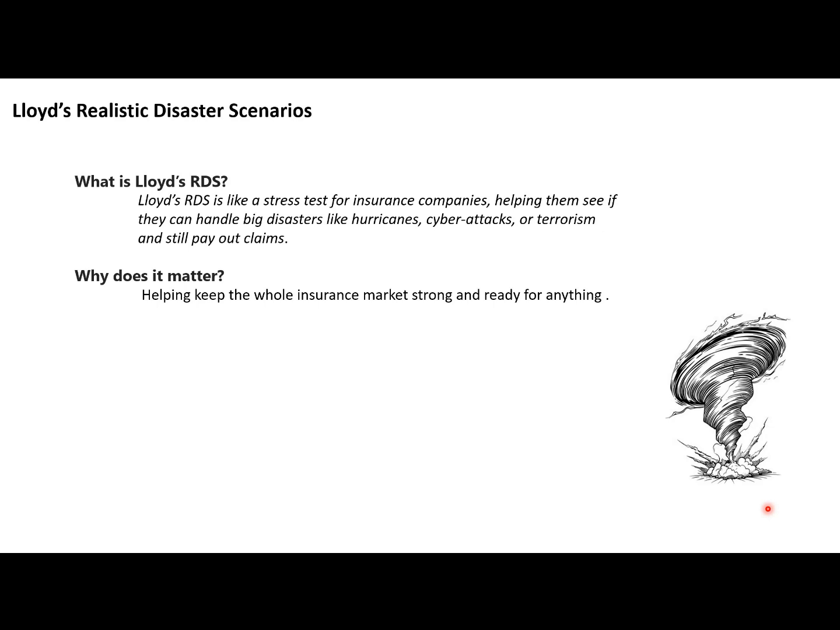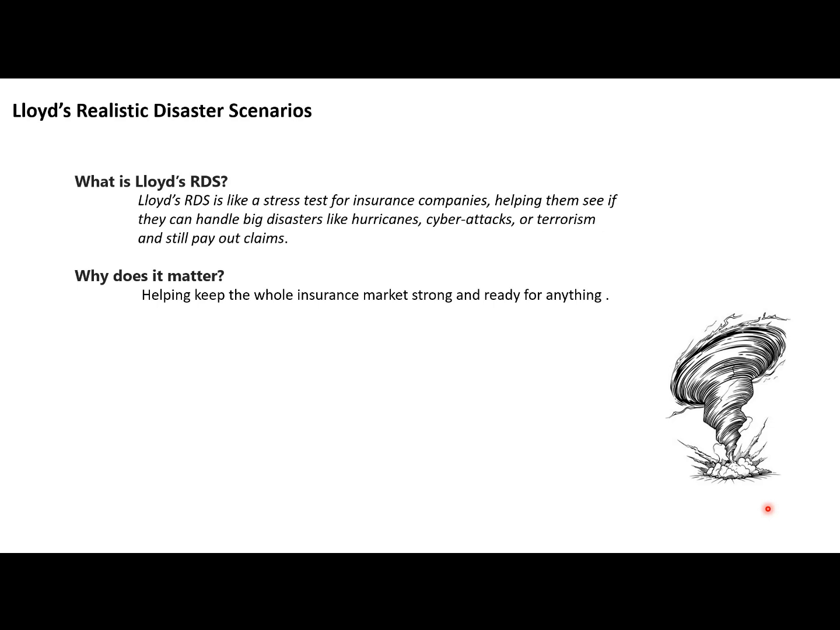Lloyd's RDS is basically a set of what-if disaster scenarios that insurance companies use to test how ready they are for major events like hurricanes, earthquakes, floods, cyber risk, or even terrorism. The idea is to make sure that these companies can handle the worst-case scenario and still have money to pay out claims when disaster strikes.